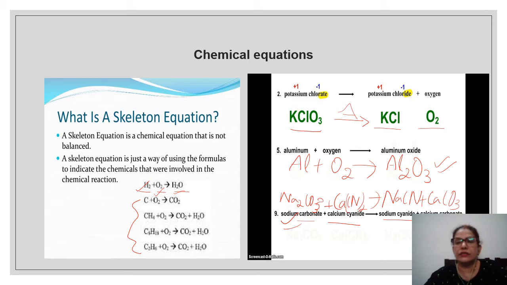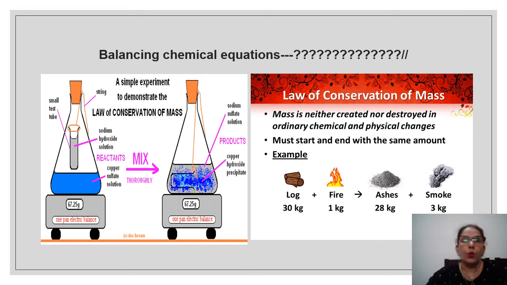Now let's go and see why we should balance a chemical equation. Why should the chemical equation be balanced? So students, if you all remember, you've done the laws of chemical combination in your grade 9. So the first law was law of conservation of mass. Matter can neither be created nor destroyed in a chemical reaction. So we cannot remove atoms, we cannot add extra atoms, and we cannot change the formula.